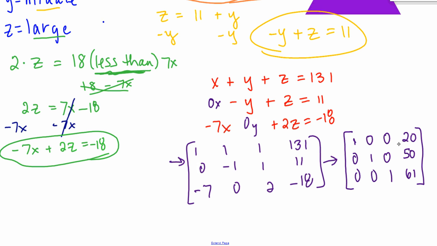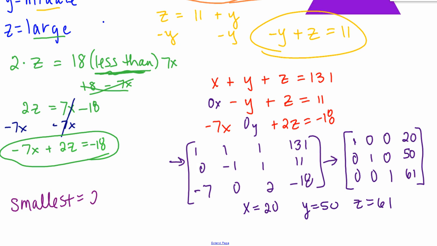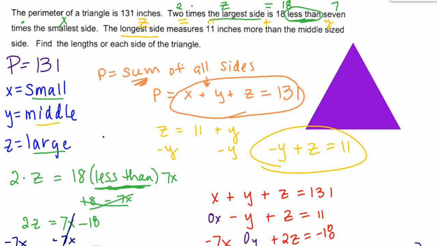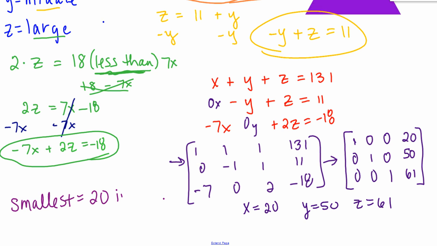Anyways, okay. So this produces x equals 20, y equals 50, and z equals 61. Now, those were just our variables. Our actual question asked us about the sides of a triangle. So we would say the smallest side is 20. Did it give us a unit? Inches. The medium, or the middle, is 50 inches. And then the longest, or the largest, is 61 inches.